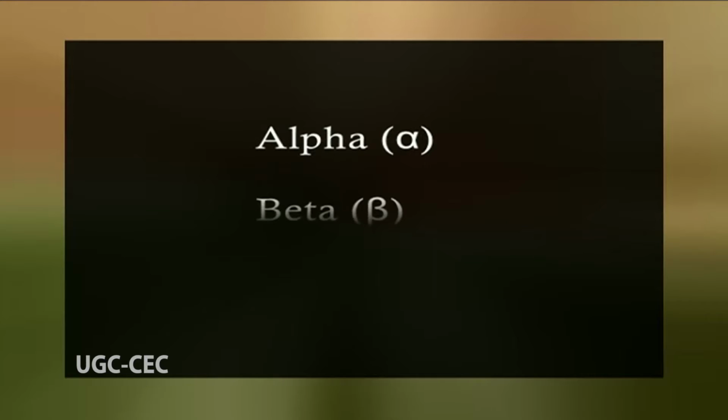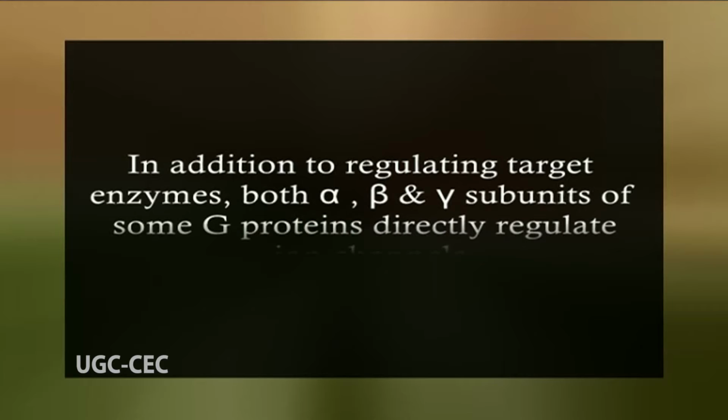G-protein is a trimeric protein. The 3 subunits are called alpha, beta, and gamma. The alpha subunit after activation dissociates from the beta and the gamma subunits. The activated alpha subunit can further affect intracellular signaling proteins or target functional proteins directly. In addition to regulating target enzymes, the alpha, beta, and gamma subunits of some G proteins directly regulate ion channels.